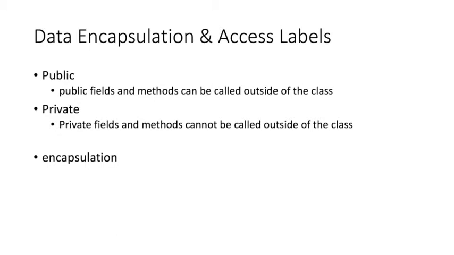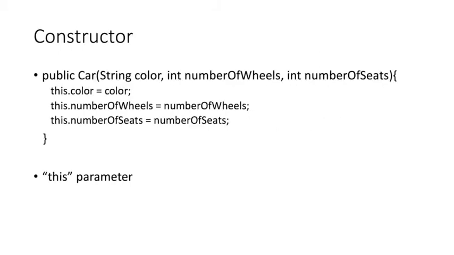Now let's add access labels to the fields and methods that we already created. We add private before all our fields, which are numberOfWheels, numberOfSeats, color and speed. And we add public before all our methods, which are drive, backDrive, increaseSpeed, decreaseSpeed, setSpeed and getSpeed.